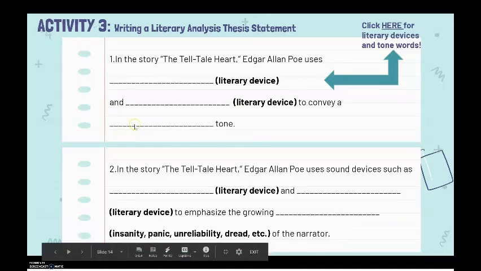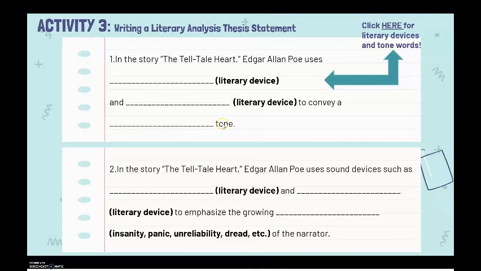So, in the story The Telltale Heart, Edgar Allan Poe uses blank and blank to convey a blank tone. You need to fill in the first 2 blanks with literary devices. A literary device is things like onomatopoeia, alliteration, personification, foreshadowing, metaphor, simile. And then tone, the tone of the story, how the author feels about it.